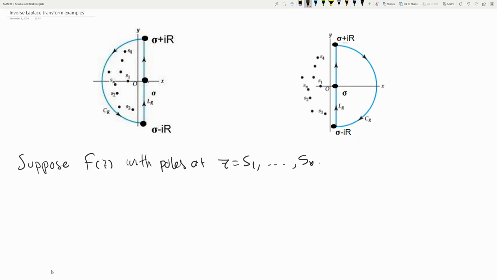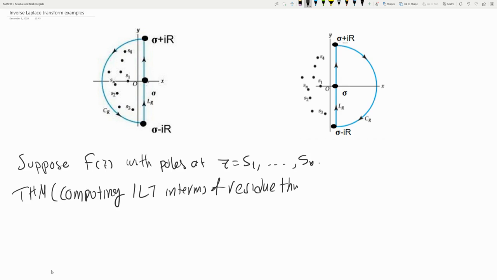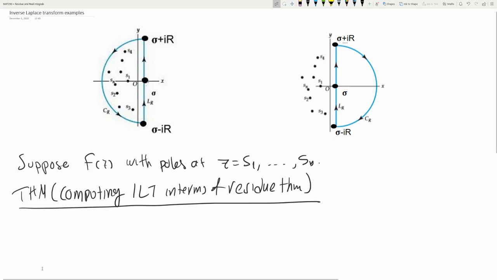Okay, so theorem: computing inverse Laplace in terms of residue. So what's the deal?